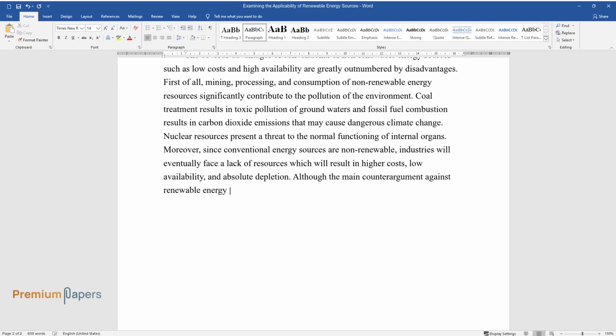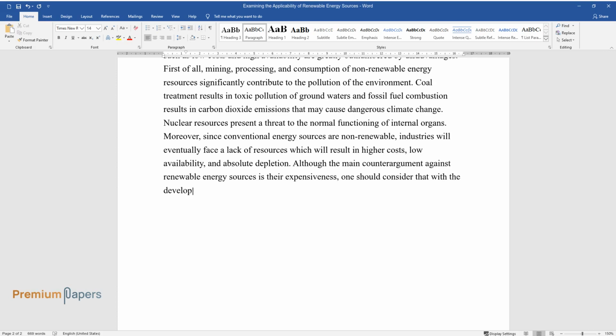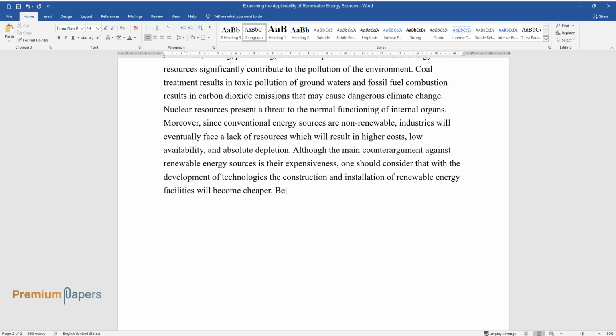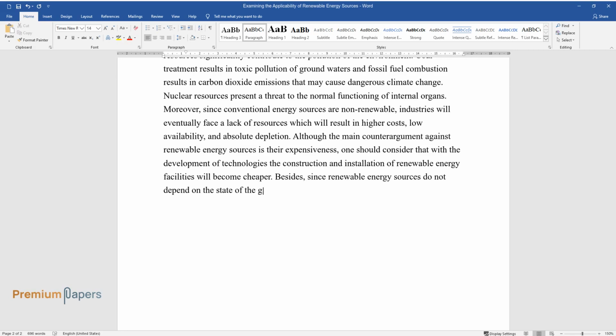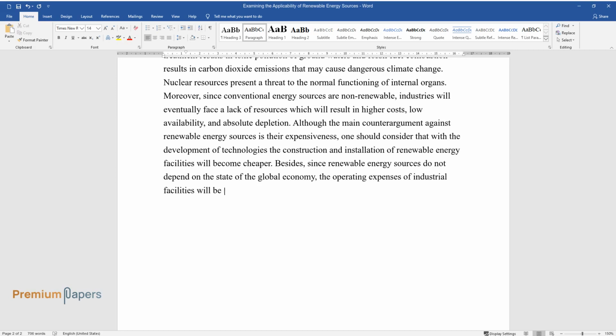Although the main counterargument against renewable energy sources is their expensiveness, one should consider that with the development of technologies, the construction and installation of renewable energy facilities will become cheaper. Besides, since renewable energy sources do not depend on the state of the global economy, the operating expenses of industrial facilities will be decreased.